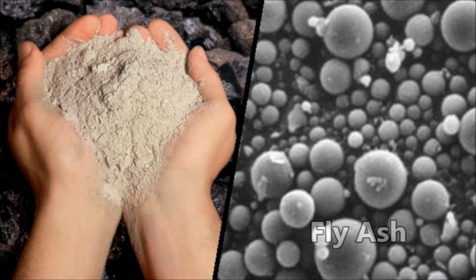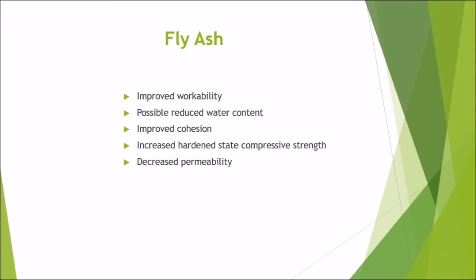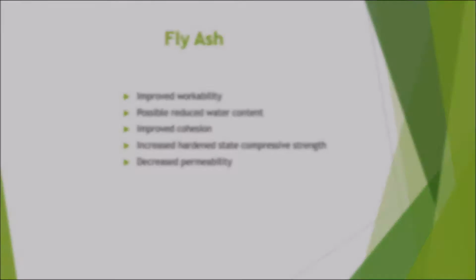Another SCM is fly ash. Fly ash is a waste product formed from the burning of black coal. This fine residue is made up of small spherical particles varying in size. It is mainly distinguished by its low carbon content. However, it is graded based on particle size, loss of ignition, moisture content, and SO3 content. Its effects on concrete can include improved workability, possible reduced water content, improved cohesion, increased hardened state compressive strength, decreased permeability.